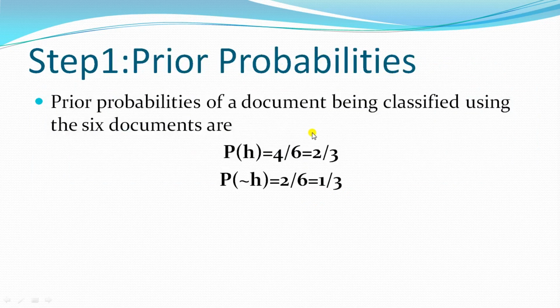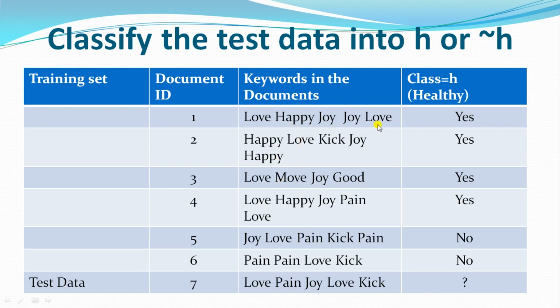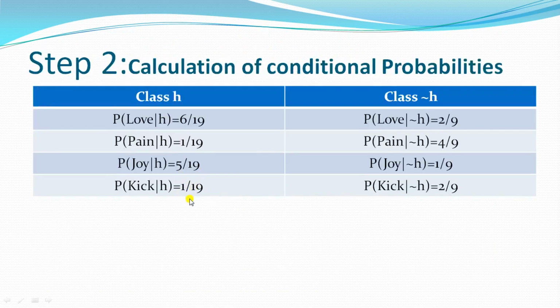Next see about kick. That is 1 here. In the third document we don't have anything. In the fourth document we don't have anything. That means out of 19 terms, one term is kick. So it will be 1 by 19. This is regarding class H.